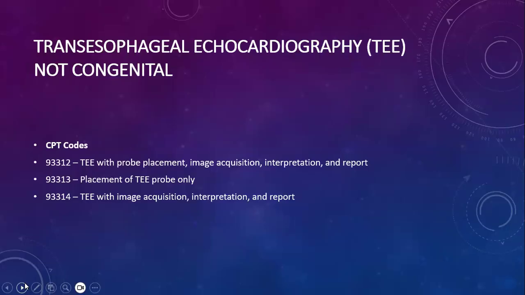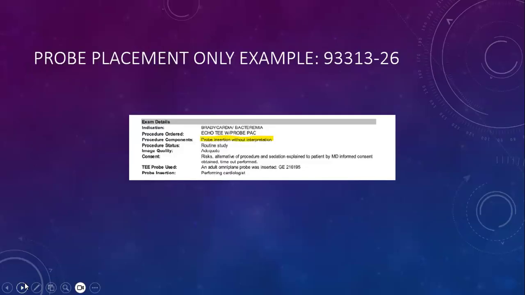Your third code is your 93314, which is your TEE image acquisition, interpretation, and report. So this is only when your provider is just reading and interpreting the report and they are not placing the probe. Okay. So here's a good example of a 93313, also adding your 26 modifier if you're billing the professional fee component. Probe insertion without interpretation. They are telling you in the report, all I did was insert the probe. I did not interpret the report. Therefore, you should know that you cannot bill the full global procedure code in this example.